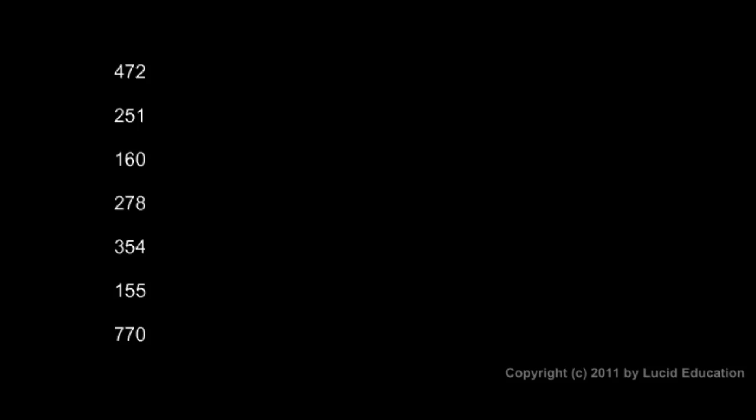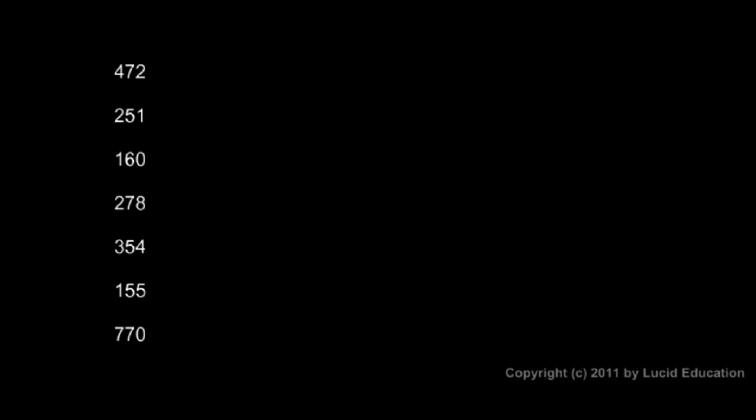Now here's an example of estimation that doesn't work very well. In this case, we're going to round these numbers and add the rounded values together to get an estimate. And it's going to end up way off, and you'll see why. So let's round each of these to the nearest hundred and then add them up.